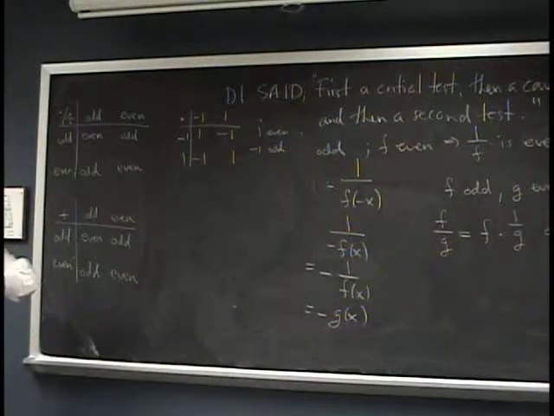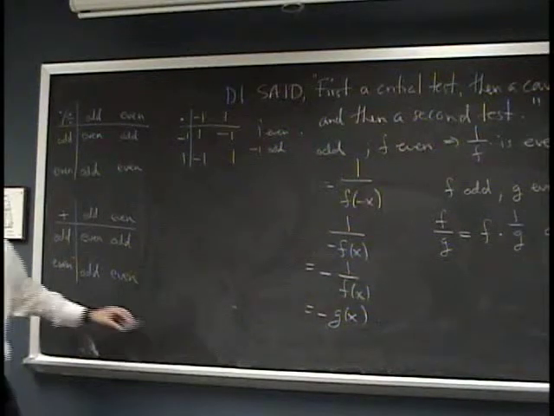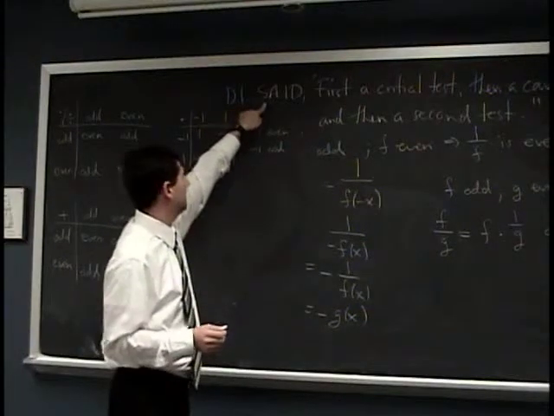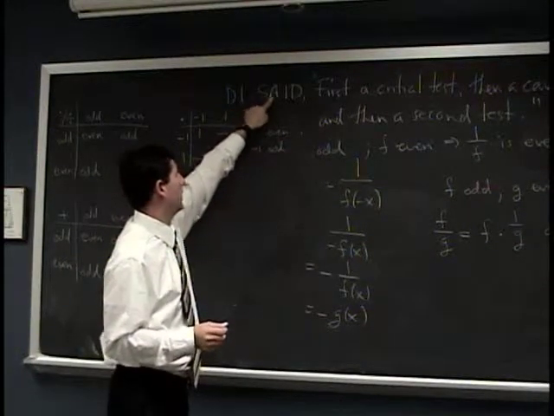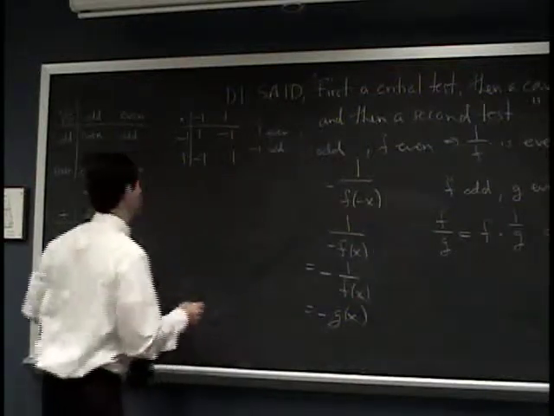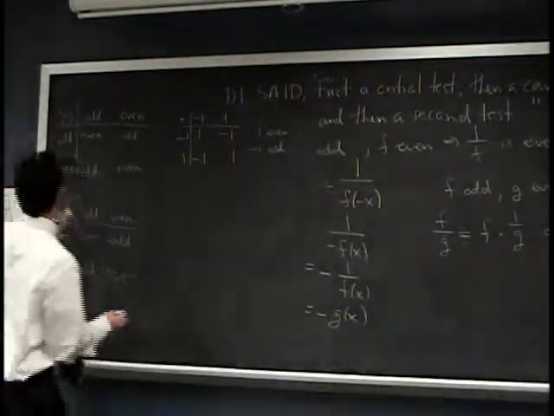Let's see. We have until 15 after? Yep. Well, let's see how far we got. We did domain, we did intercepts, and we did symmetry. So let's just very quickly start on asymptotes, and then we'll do more tomorrow.